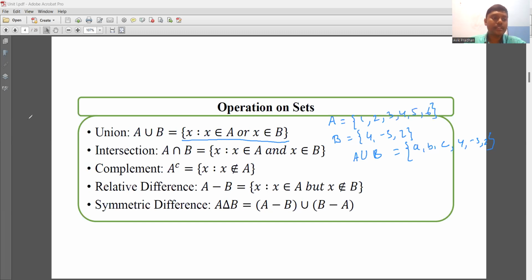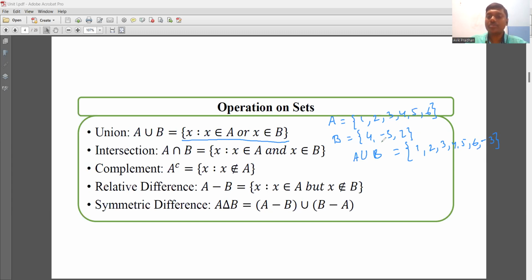So in that case, this union set will be like 1, 2, 3, 4, 5, 6, and minus 3. So you can say A union B will be all the elements which belong to A or B. So 1, 2, 3, 4, 5, 6 all belong to A, and in B, 2 and 4 are there, so they are repeating, so we do not consider that.